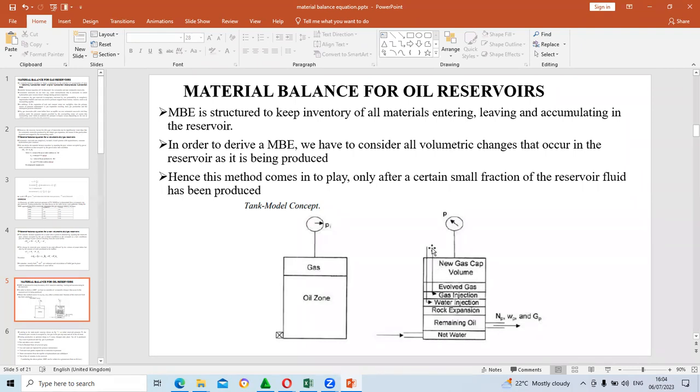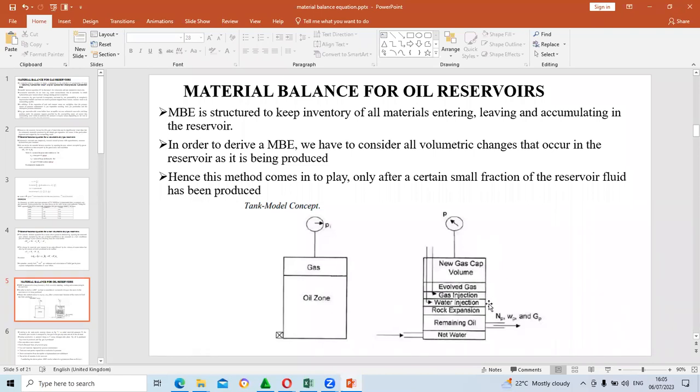Remember, the fact that they have put all of this does not mean that it must happen. If it doesn't happen, it means that these various components are zero. As a result of the drop in pressure, the rock also expands. The fluid in the reservoir is also expanding as a result of the drop in pressure. Our water also is getting into the reservoir. So you realize that the starting point may be a little bit easy, but the end point is very, very complex because we have too many things that may happen in an oil reservoir during production.